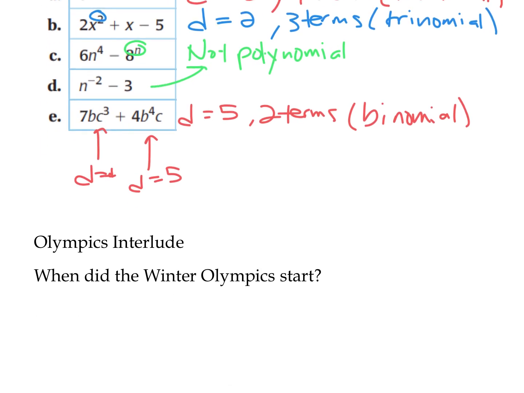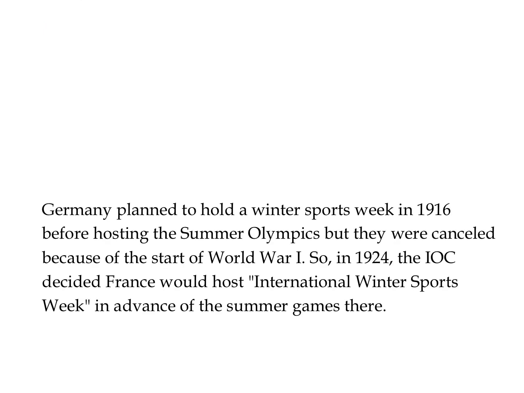When did the Winter Olympics start? The Summer Olympics were the first Olympic Games. The Winter Olympics started after that. It actually began as a prelude to the Summer Olympics. Germany was going to host the Summer Olympics, and they decided to hold what they were calling a Winter Sports Week to get prepared for it, to prepare the city and the country for coming together for an Olympic Games. It wasn't called Winter Olympics, they just called it Winter Sports Week, but it was canceled because of World War I.